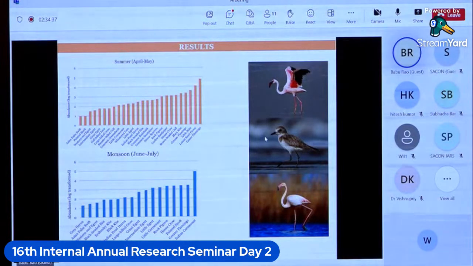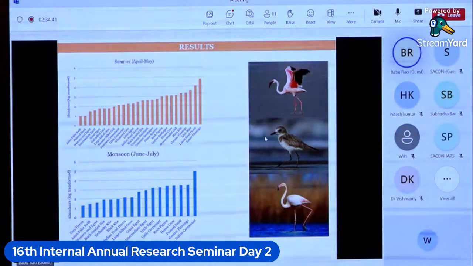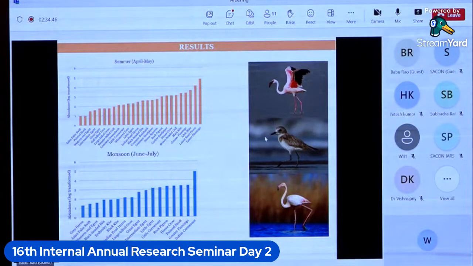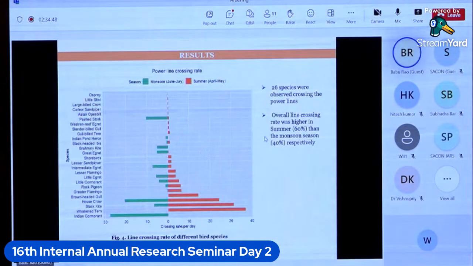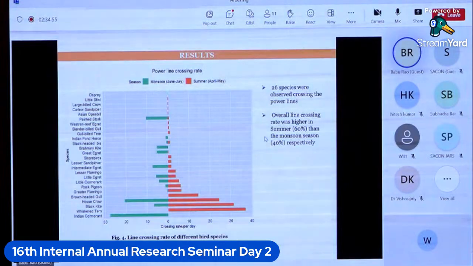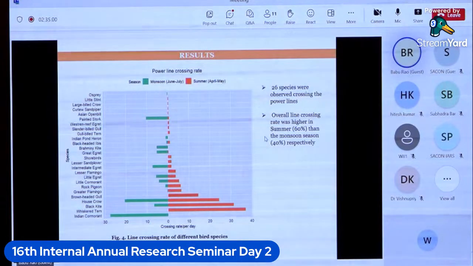The abundance of Indian cormorant during the monsoon season was quite unexpected. At other times of the year, this species was fairly uncommon in the area. Overall, 26 bird species were seen crossing the power line. The maximum crossing rates were observed in the summer season as compared to the monsoon season. This was mainly due to the presence of many migratory species. The overall crossing rate was also higher for resident bird species like house crow and black-headed ibis.